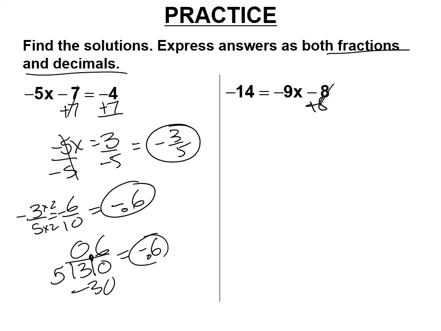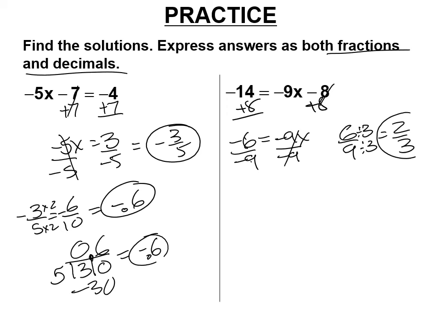Add 8 to both sides, and negative 6 equals negative 9x. Divide by negative 9 both sides. Two negatives make a positive. So it's 6/9, but you can't leave it that way because 6/9 is not simplified. The correct answer is 2/3, and 2/3 is a repeating decimal.